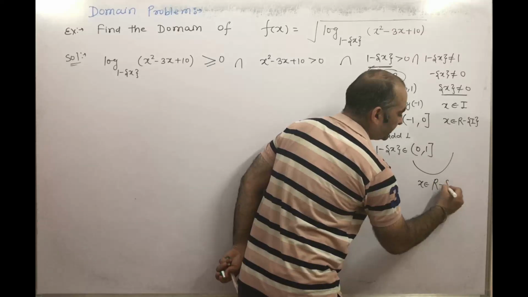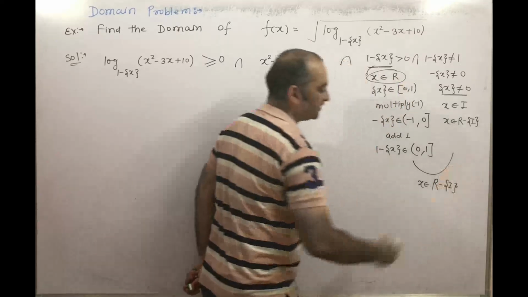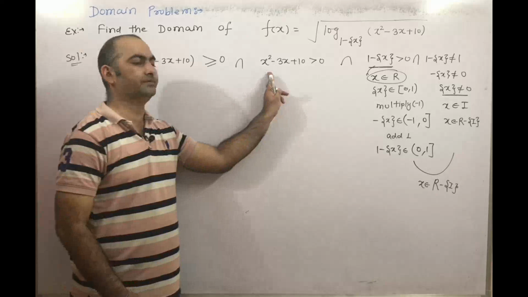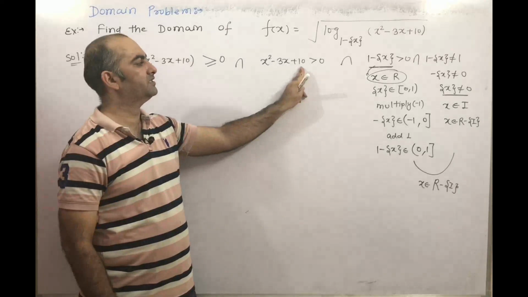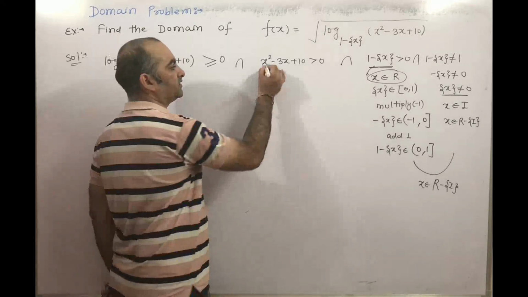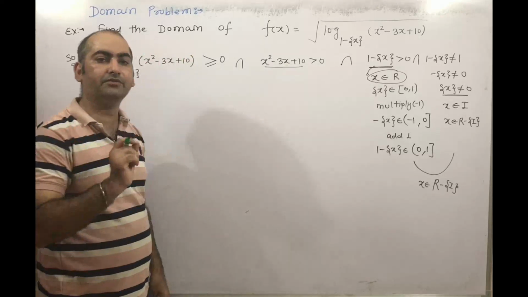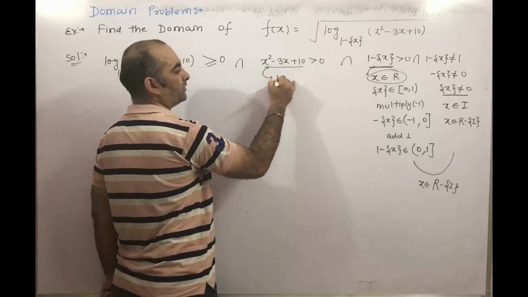Minus integer will come. Next we have to factorize this one. So this is x² − 3x + 10 > 0. So for that, what will you check? First thing you will check is the discriminant. So what is the discriminant here?